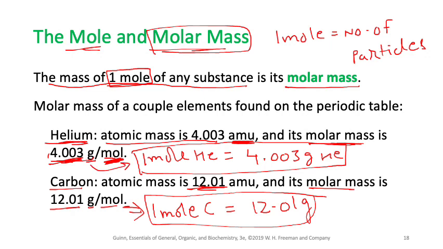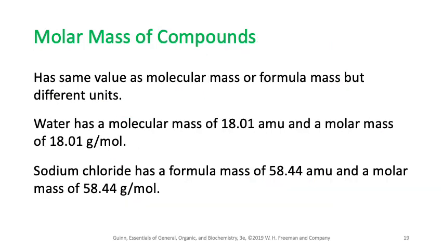From this definition, this is how you normally calculate the molar mass for any element from the periodic table. Now on this slide we're going to talk about how to calculate the molar mass for a compound. On the previous slide we talked about the element, or single atom, molar mass. Now we're going to talk about how to calculate the molar mass of a compound.